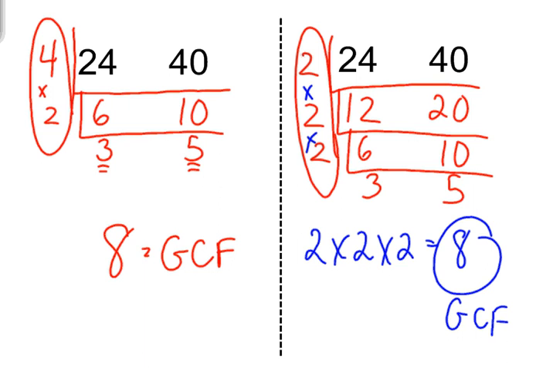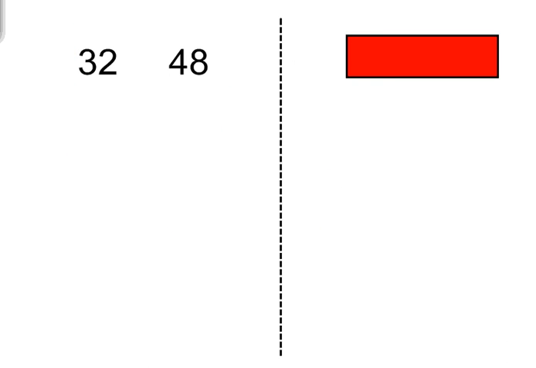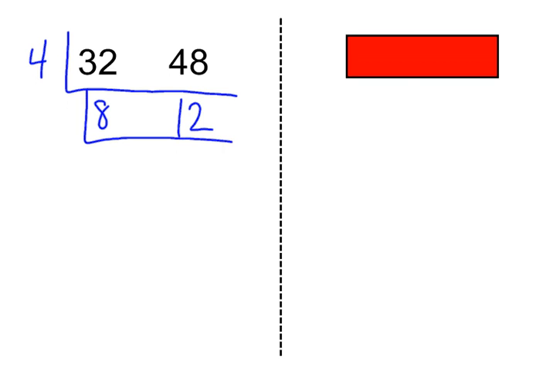All right, let's do another one. What would be the GCF of 32 and 48? Okay, well, what goes into 32 and 48? How about 4? 4 goes into 32 8 times. 4 goes into 48 12 times. Now, is there anything that'll go into 8 and 12 other than 1? Well, 4. 4 will go into both of them. 4 is a factor of both of those numbers. So 4 will go into 8 twice. 4 will go into 12 3 times. And now we're left with 2 and 3.